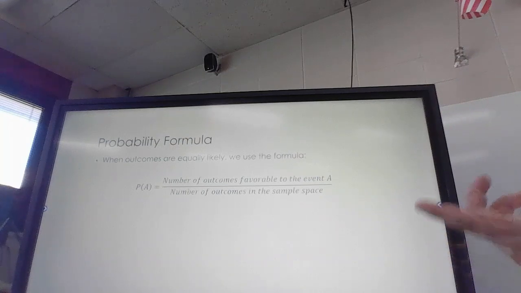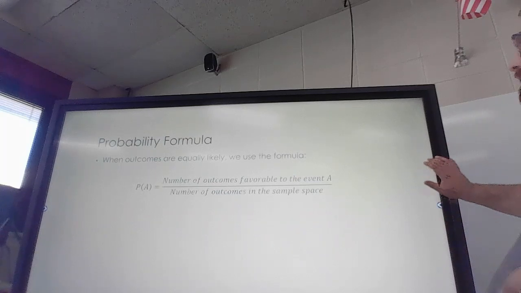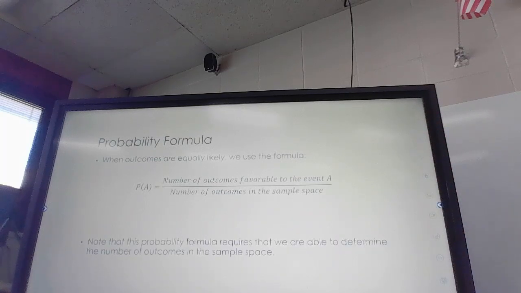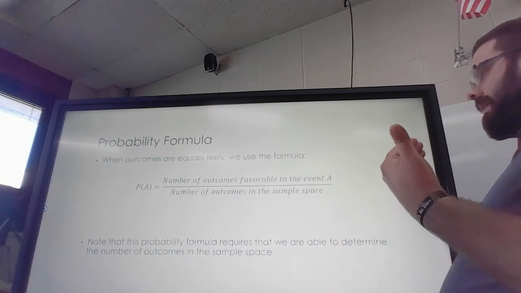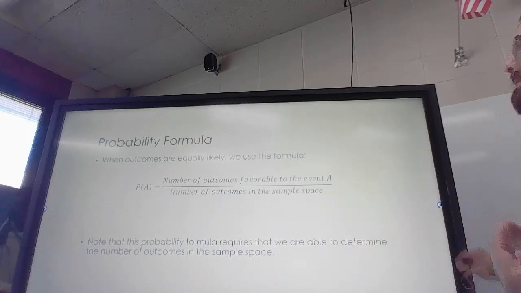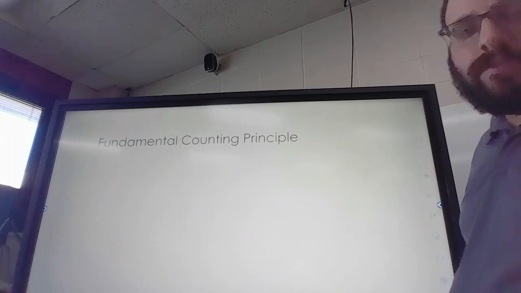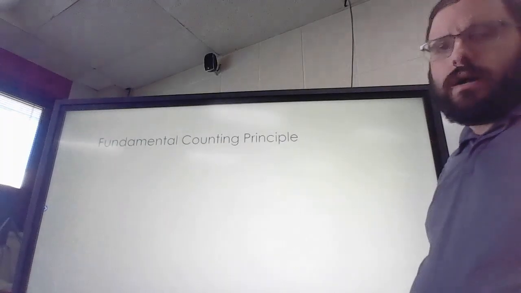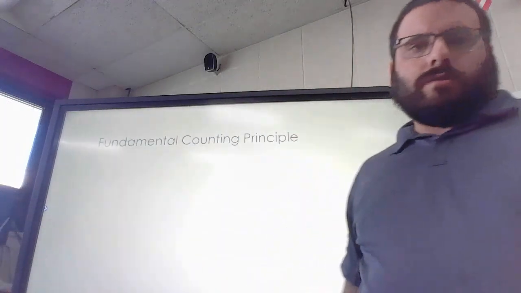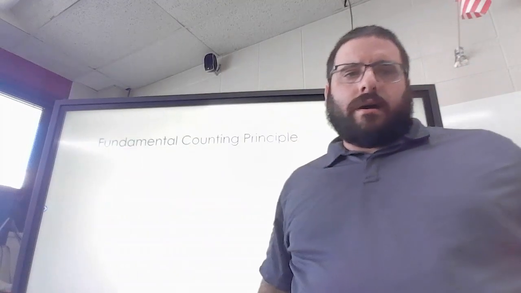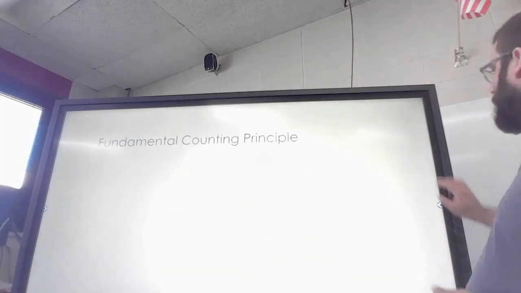Technically, this is called the number of outcomes favorable to that event divided by the number of outcomes in the sample space. Whenever we use this probability formula, it implies that we already know the number of outcomes in the sample space. But here's the thing, what if we don't? Well, there are a few techniques that we can use to calculate this. One of the most important is called the fundamental counting principle.